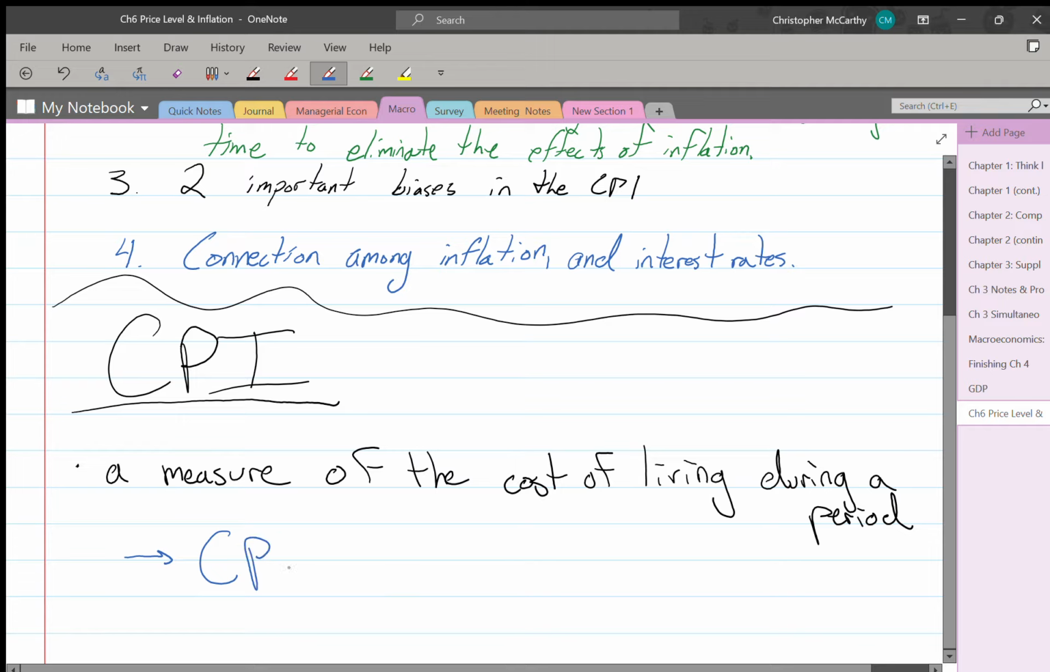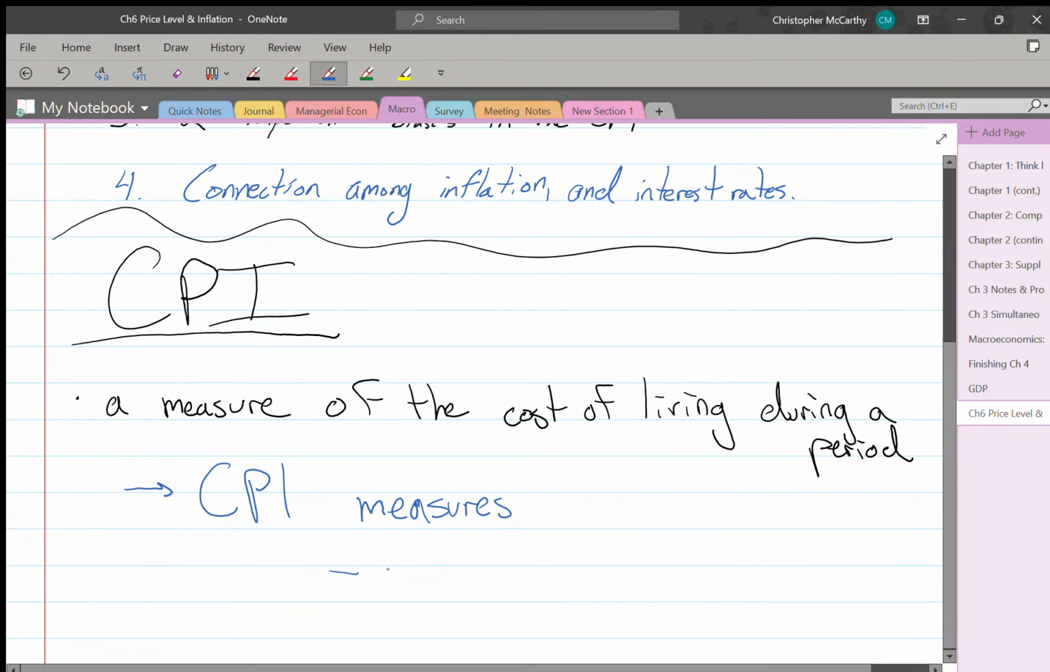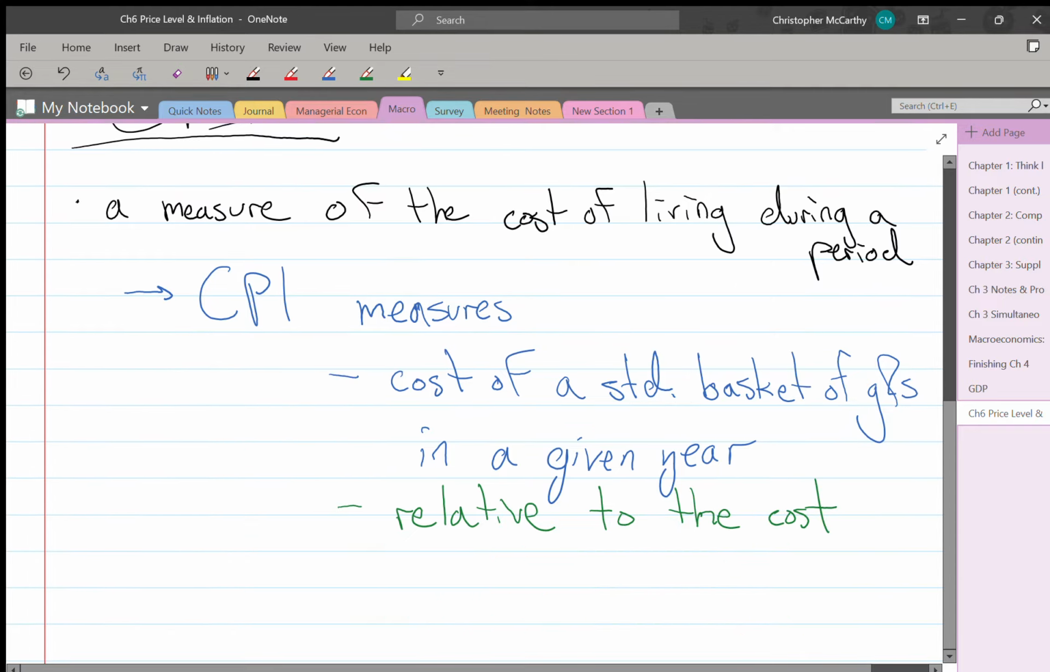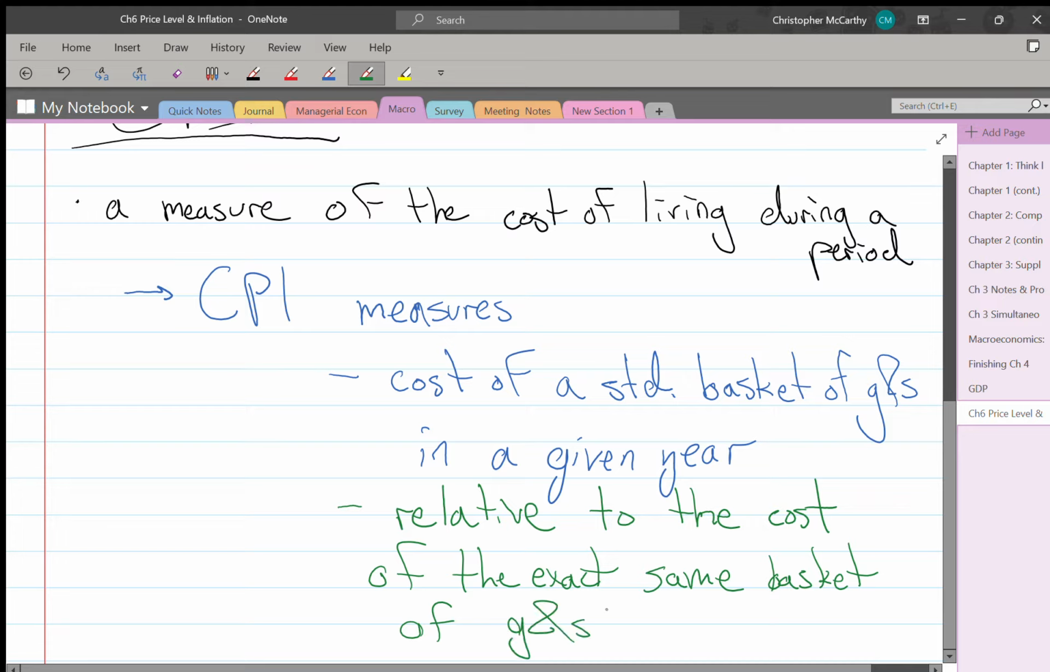So the CPI measures the cost of a standard basket of goods and services in a given year, and they're going to do this relative to the cost of the exact same basket of goods in some other past year, which we're going to call the base year.